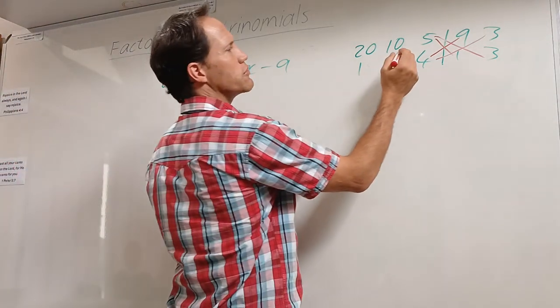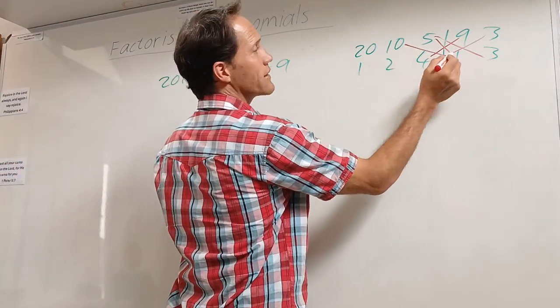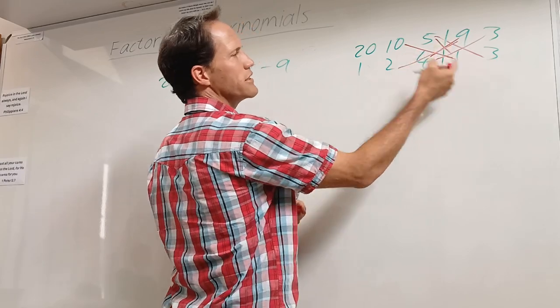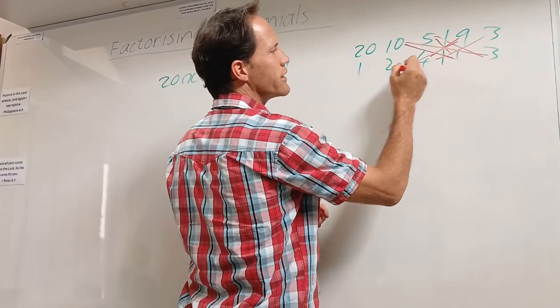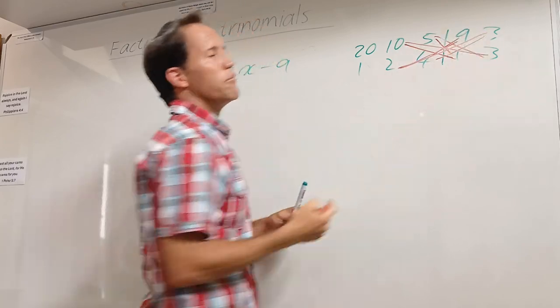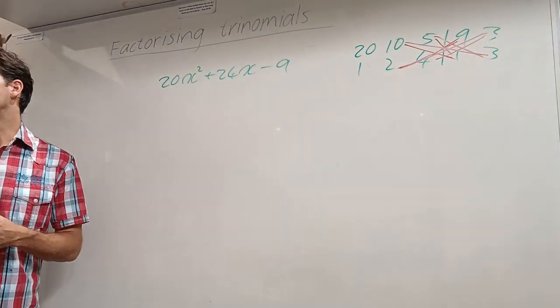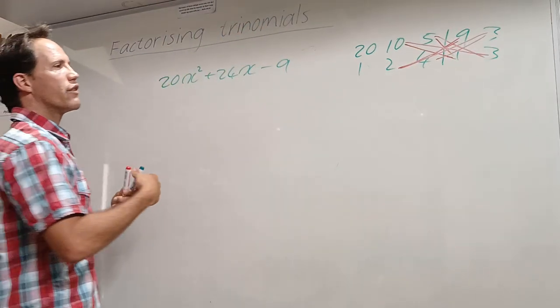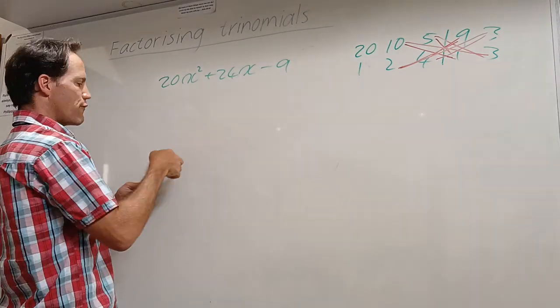Now let's go on to this one. 10 times 1, 2 times 9. It's 10, 18, is not going to work. 10 times 3, 2 times 3. Oh, 10 times 3, 30 minus 6. 30 minus 6. Okay, 10 and 3, because we want 24 in the middle.